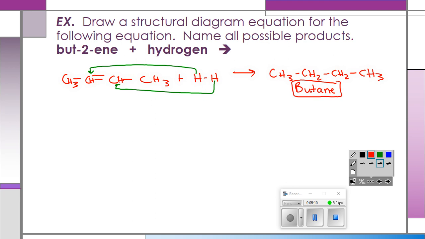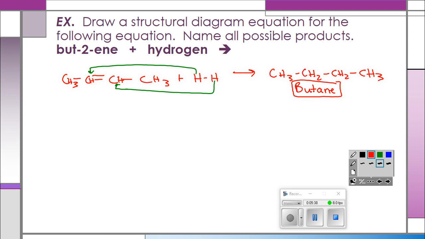Now, the reason it says name all possible products is because there will be some scenarios where there might be more than one thing that we could produce, but not in the case of adding hydrogen. Because I'm adding two identical atoms, doesn't matter which way I add them, I'm going to get the same product. Now, does anyone have any questions about this? So that's what it looks like if I'm adding hydrogen.